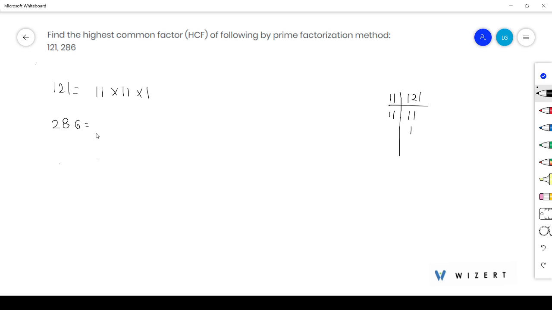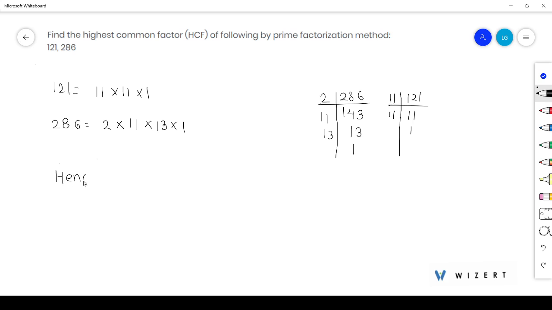Now let us check for 286. Firstly, 286 can be divisible by 2, so we will get 143. Then that 143 can be divisible by 11, so 143 divided by 11 is 13. 13 divided by 13 is 1. So 286 is 2 into 11 into 13 into 1.